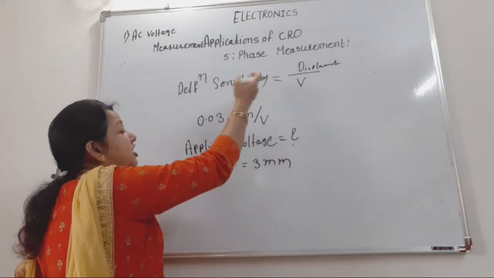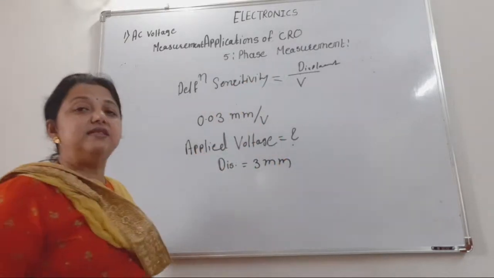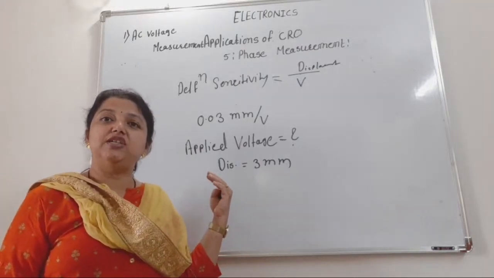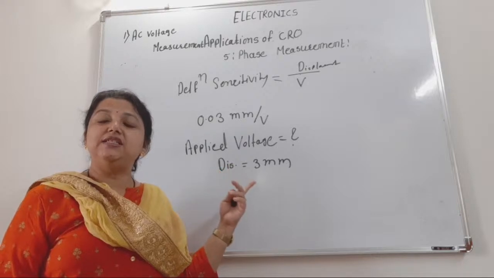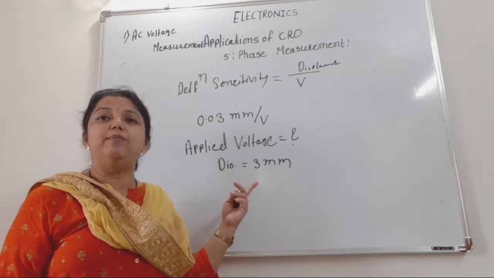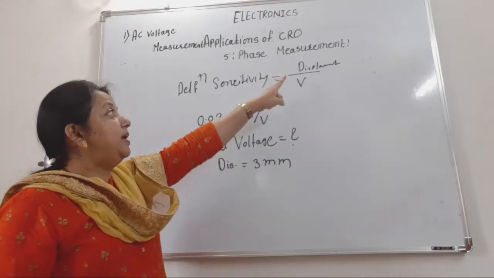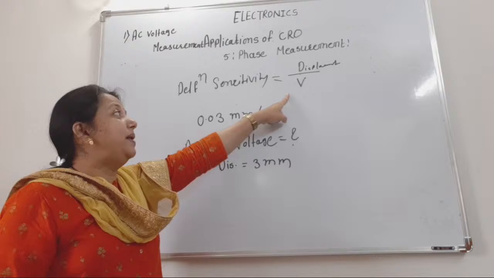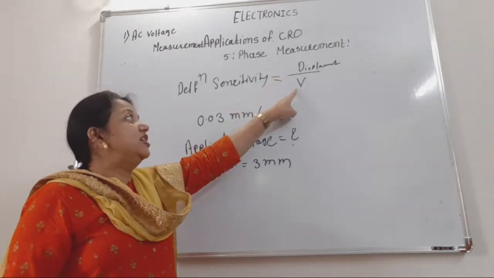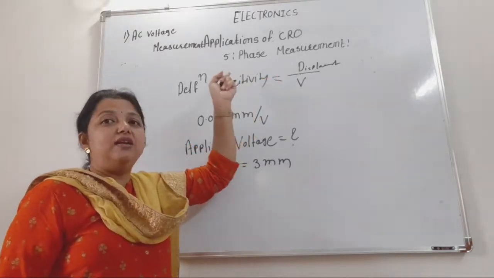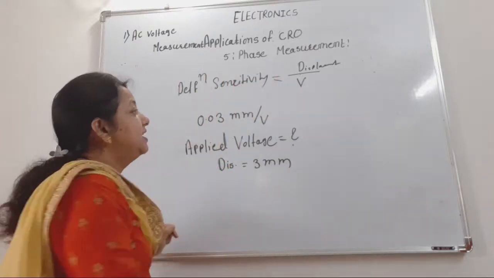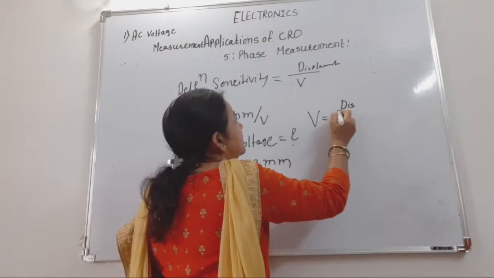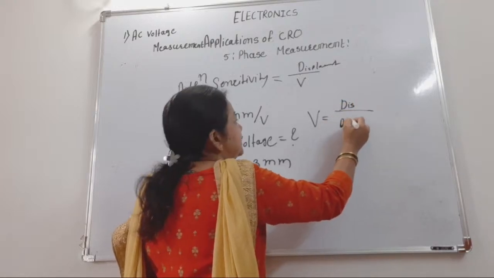A simple, straightforward formula for deflection sensitivity. In the previous 2 lectures we studied deflection sensitivity. The deflection sensitivity of electrostatic deflecting plates is given by the displacement of the electron beam on the fluorescent screen to the applied voltage. Out of the 3 quantities in the formula, 2 are given, so you can easily calculate the applied voltage. What is the formula for applied voltage? Displacement upon deflection sensitivity.